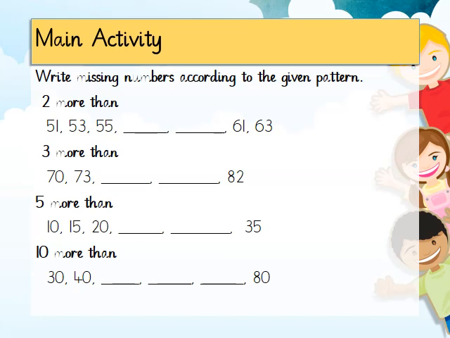Similarly, 3 more then 70, 73. Add 3 more to 73. Yes, it will become 76 and then 79 and afterwards 82. 5 more then. Very simple. 10, 15, 20. Yes, 25, 30 and 35. This is very important to follow the given instructions to have an accurate number pattern.